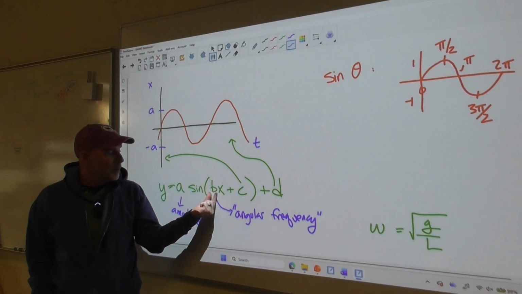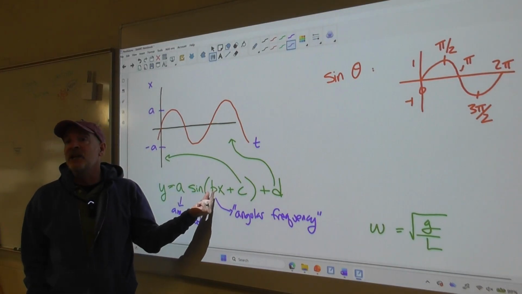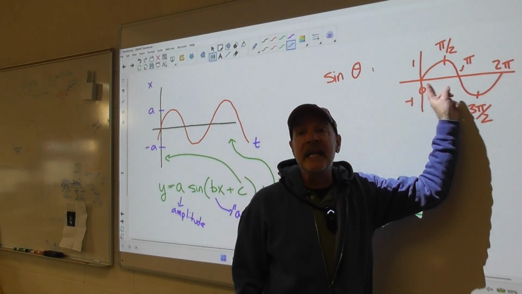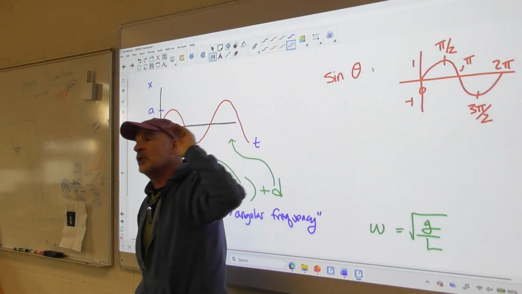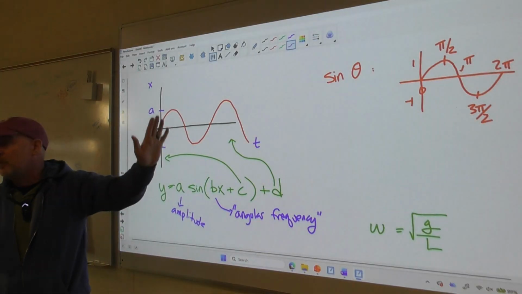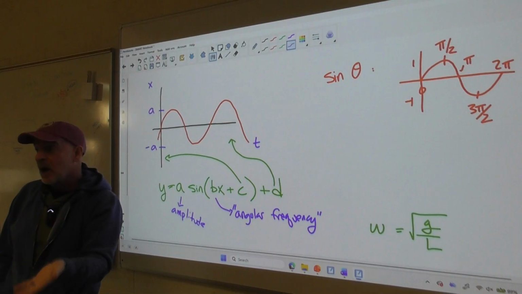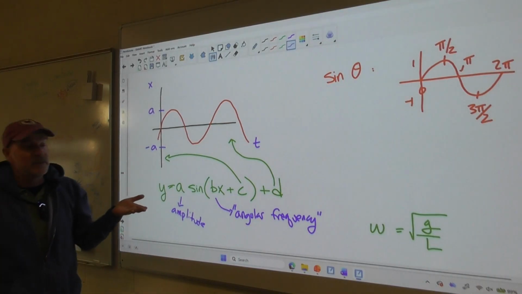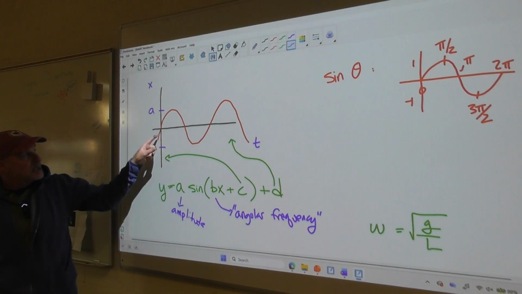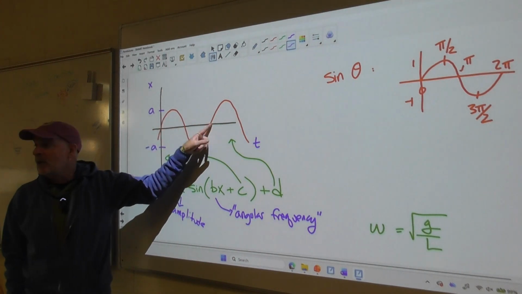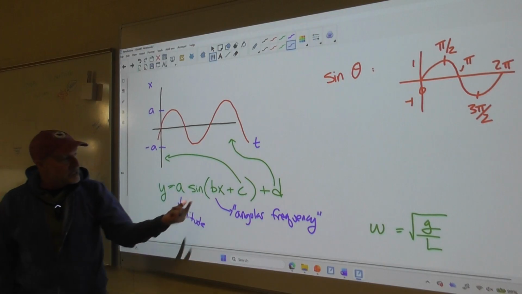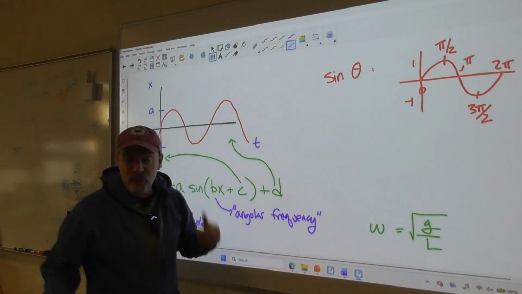Essentially what this parameter does, B, is it converts time into radians, so that as your object is moving back and forth, or when we start looking at springs up and down, what effectively is going to happen is we're going to take the time that it takes to make one full cycle and turn that into 2 pi radians. That's what this parameter does.